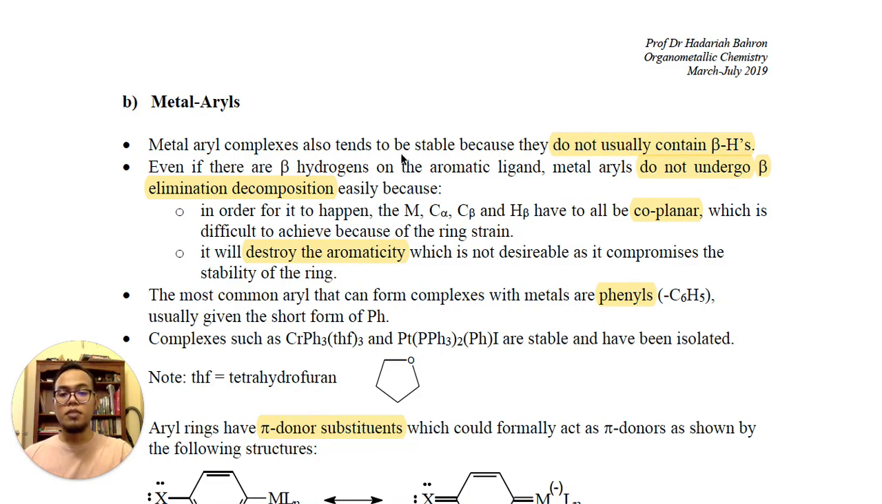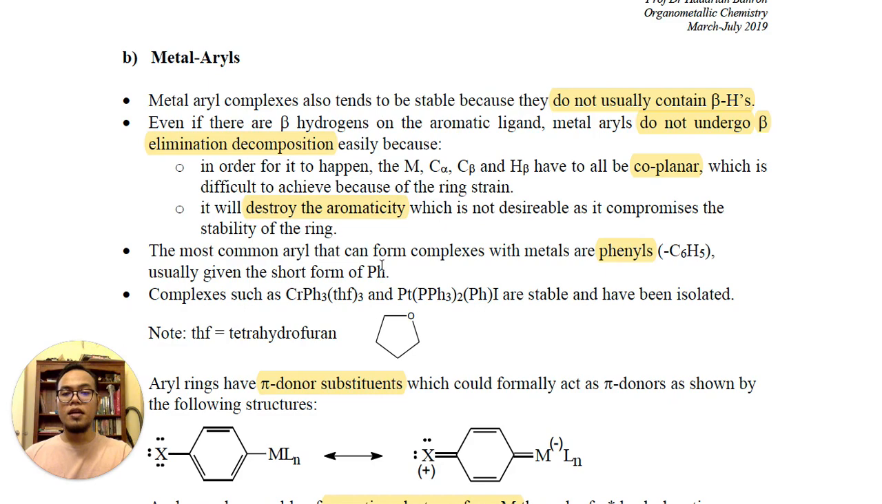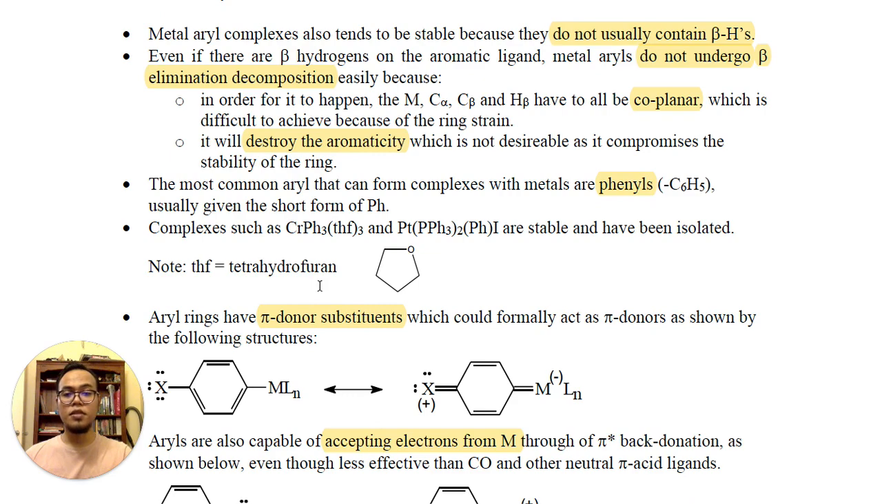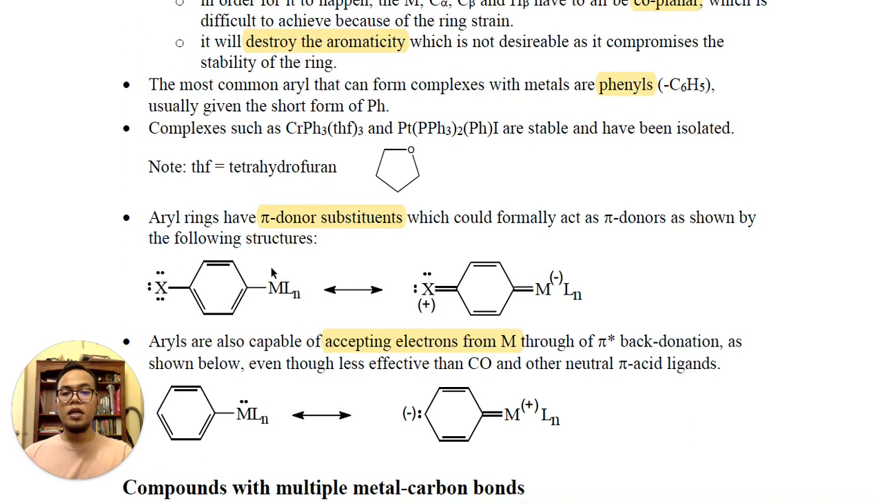So the most common aryl, definitely we have seen this, is phenyl, C6H5, and the symbol is Ph. So we can see these are the examples of phenyls bonded to a metal. So aryl rings with pi donor substituents are shown below. Okay, this is phenyl, this is a metal, this is the other ligand, and this phenyl is attached with one substituent.